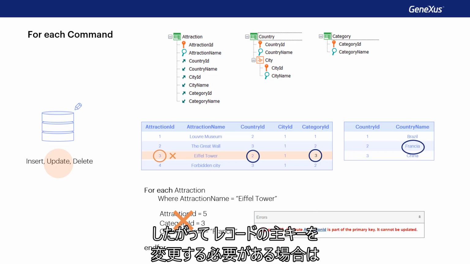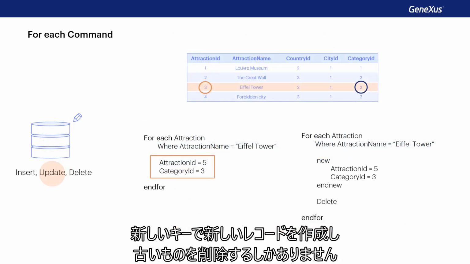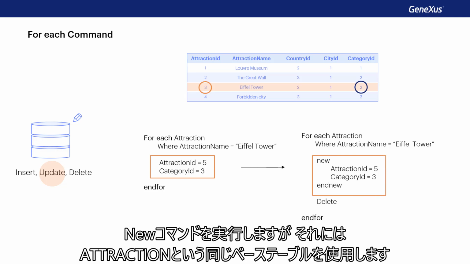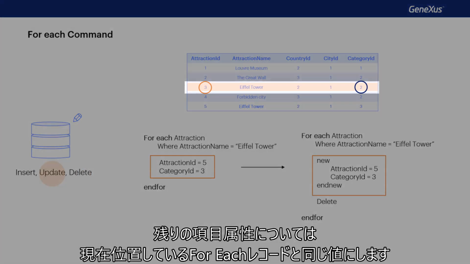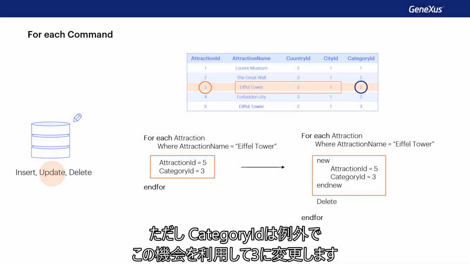Therefore, if we need to change the primary key of a record, we'll have no choice but to create a new record with the new key and delete the old one. So, for example, if we want to change the ID of the attraction named Eiffel Tower to 5 and the category to 3, we execute a new command which we want to have the same base table, attraction. There we specify the new primary key value, and for the rest of the attributes, we want it to take on the same values as the for each record we're in, except for category ID, because we wanted to take the opportunity and change it to 3.